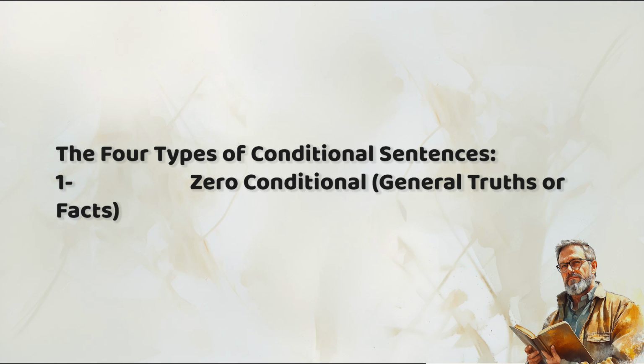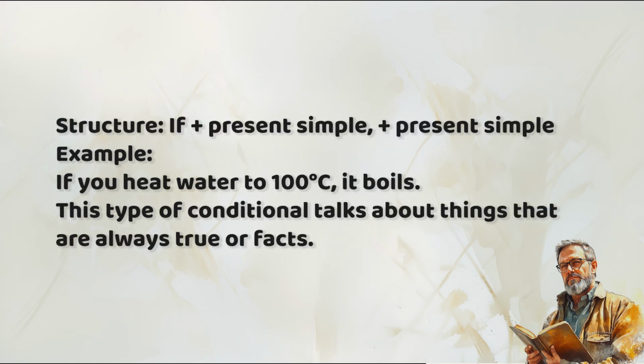The four types of conditional sentences. 1. Zero conditional, general truths or facts. Structure: if plus present simple, plus present simple. Example: if you heat water to 100 degrees Celsius, it boils. This type of conditional talks about things that are always true or fact.